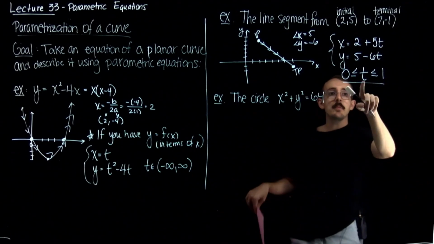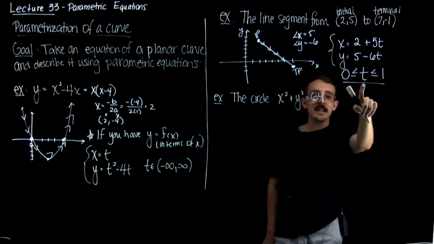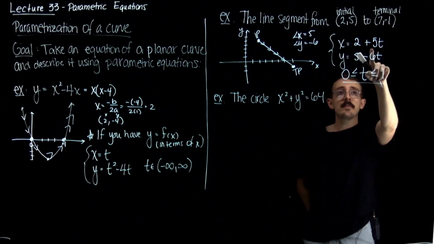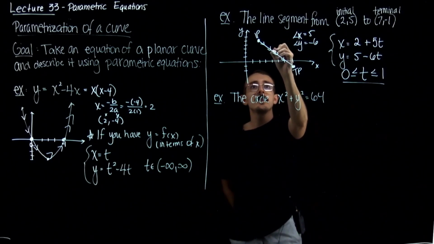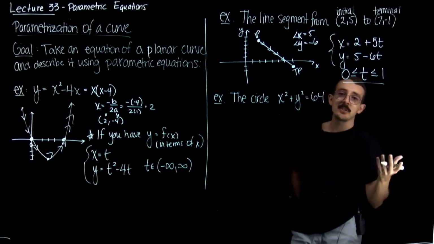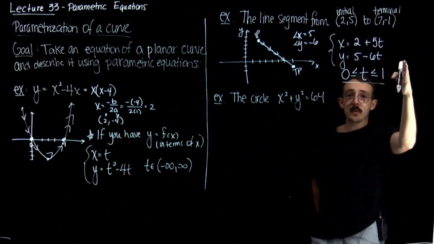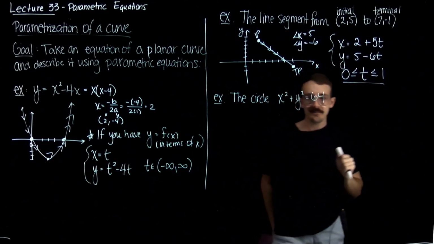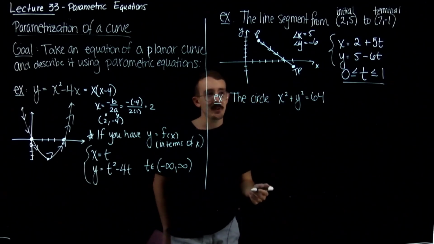And on top of that, if you plugged in something like a half, for example, t equals 0.5, you would get 4.5 and you would get 2. And that's supposed to be right in the middle of my line because I'm halfway done traveling. And that's true as well. So this is just one way to do it, but this is one of the most straightforward ways to parameterize a line segment. Last, I'm going to talk about doing it for a circle.